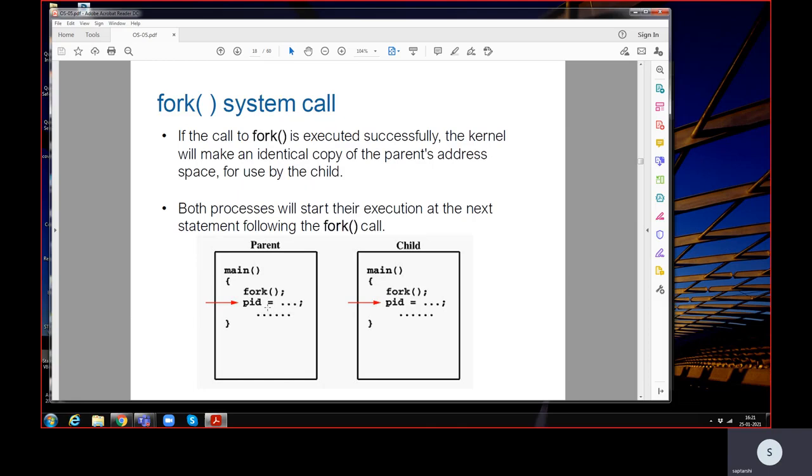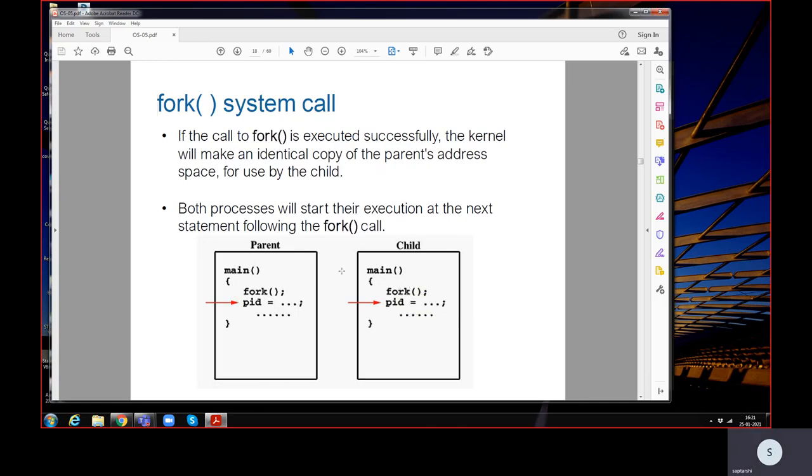So let's again understand this part. As I said, if the call to fork is executed successfully, the kernel will make an identical copy of the parent's address space for use by the child. Initially you had only this one process in memory. It has its own code, its data, its stack, heap, etc. Now the kernel, since fork has been called and has executed successfully, creates an exact duplicate of the address space of this parent. So this becomes the child. Now the child also has exactly the same code, the same data, the same stack, heap, etc.